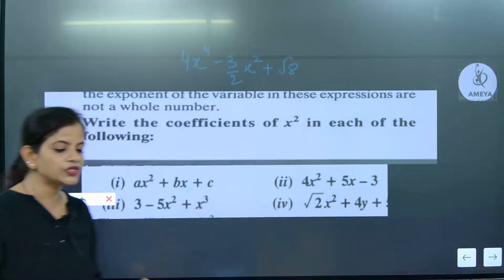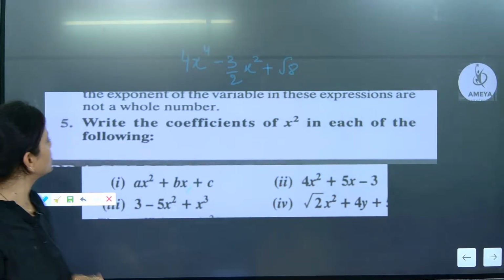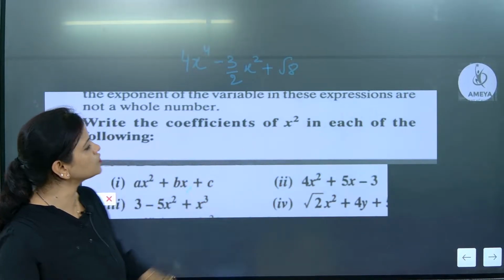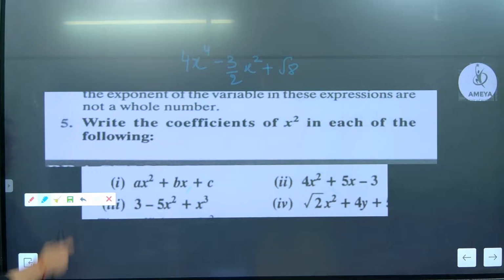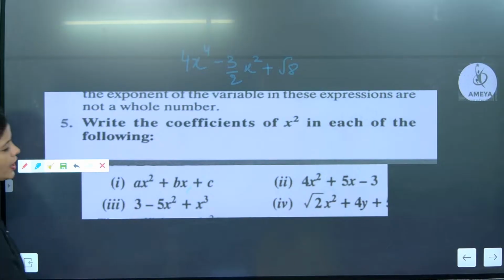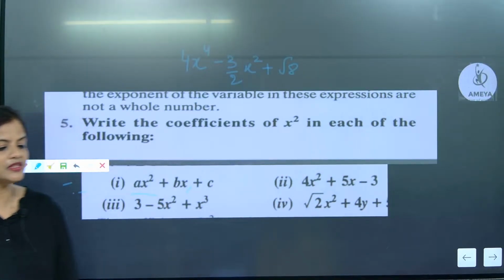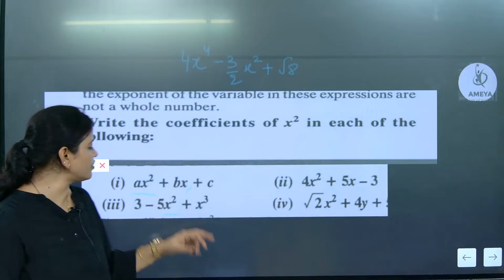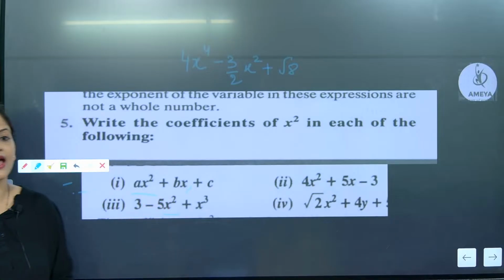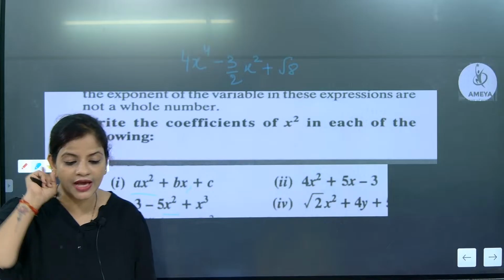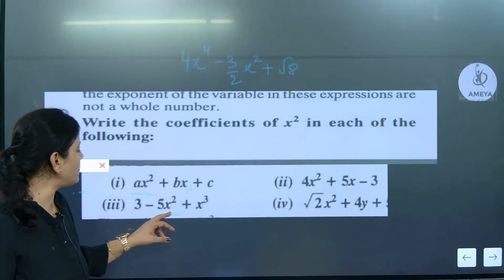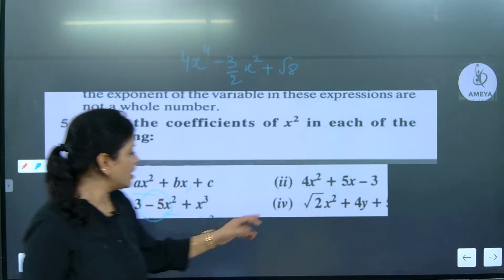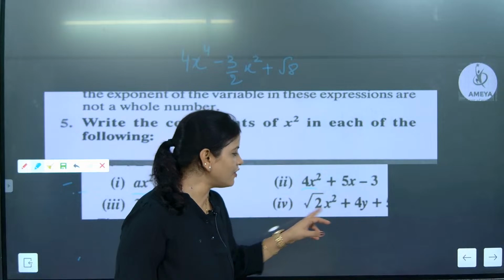Okay. So once the question is given to you, try to solve. Write the coefficient of x square in each of the following. What is the coefficient of x square here? Just type and say. A. What is the coefficient of x square? 5. It will not be 5. It will be minus 5. It will be 4. It will be 2.